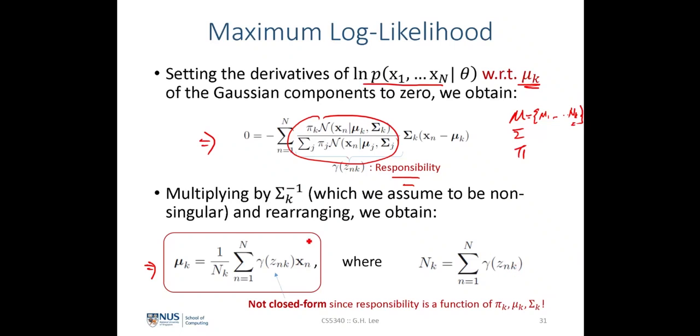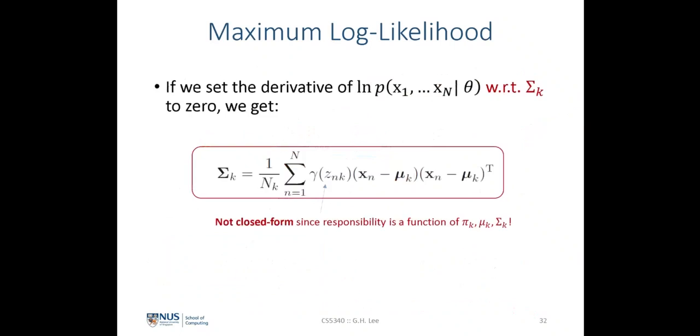What's interesting here is that although we get the final solution for mu k, this mu k is also a function of itself, as well as all the other parameters in the expression. This means that this is not a closed form solution, since the responsibility is a function of all the other parameters and itself.